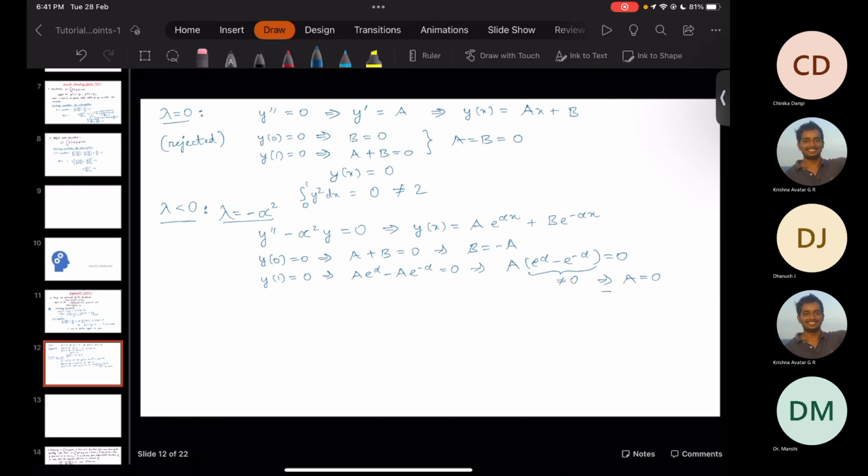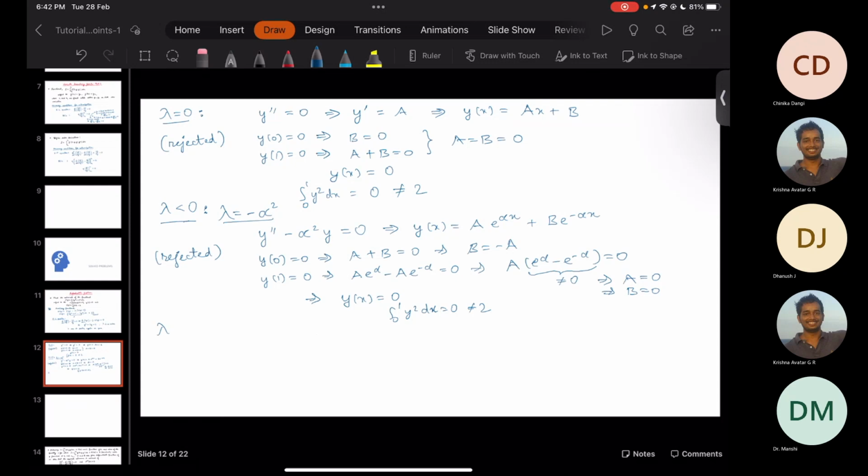And because of this, even b will be 0. So we are left with the same situation as in the previous case. So y(x) is again 0. And this violates our isoperimetric constraint, since the integral from 0 to 1 of y squared dx is 0, which isn't equal to 2, and the possibility of lambda being a negative number doesn't exist.